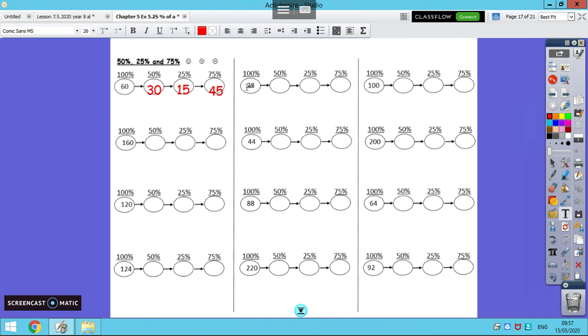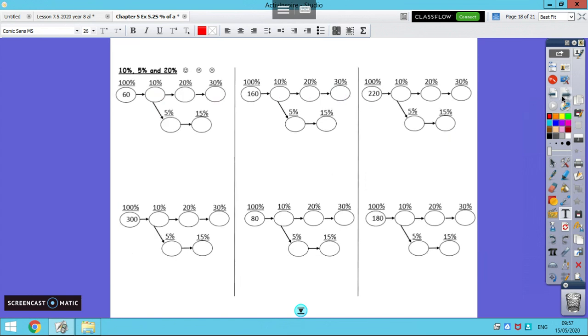Let's do this one. So we've got 28 to start off with. What's 50% of 28? So we need to do half of 28, which would be 14. 25% is half of 50%, so we've got to do half of 14, which is 7. And 75% is going to be 50%, add 25%, so 14 add 7, which is 21. Okay, so that's 2 done for you. So you've actually only got 10 to do now.